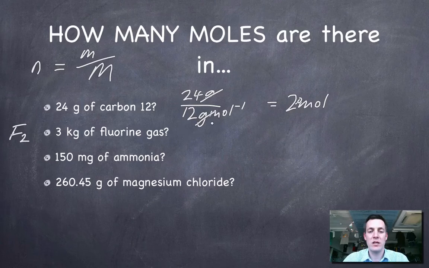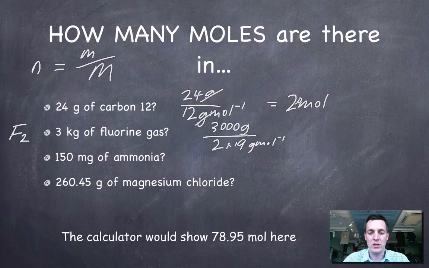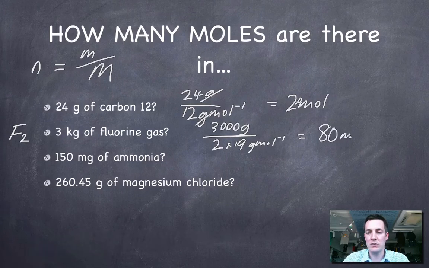So the molar mass will be the mass of 2 fluorines. So I'm going to take 3 kilograms, that's 3,000 grams, but I only know that to one significant figure, divided by fluorine, which is 2 times 19 grams per mole. So in other words, 3,000 over 38, and that to one significant figure is 80 moles.